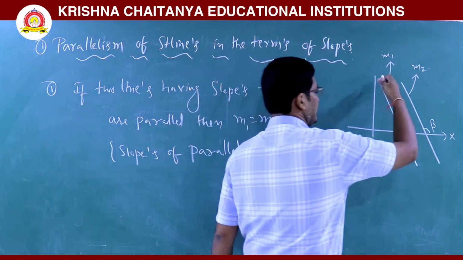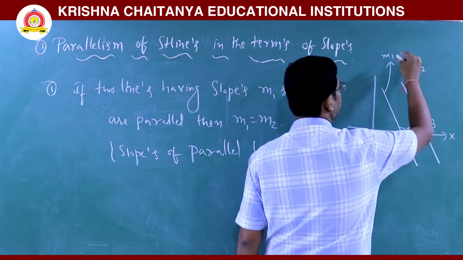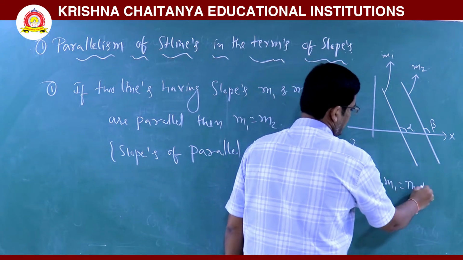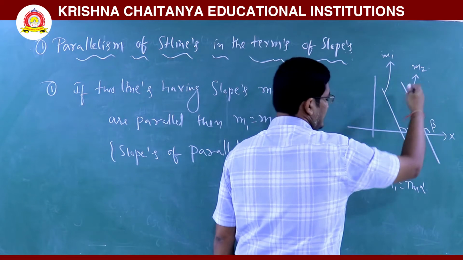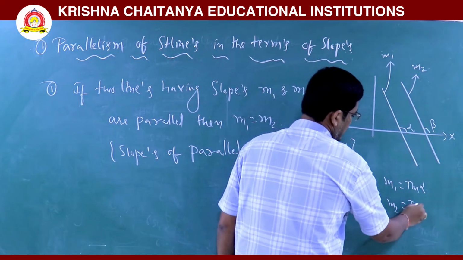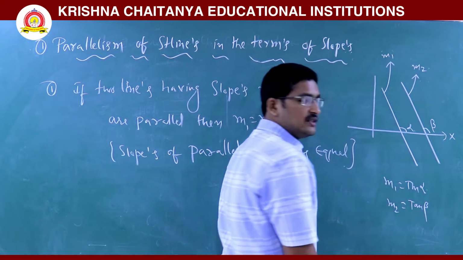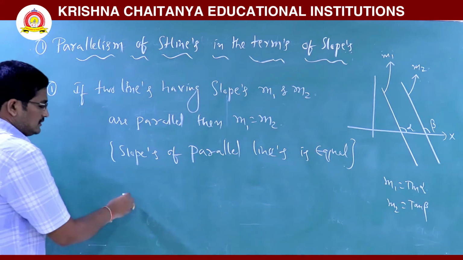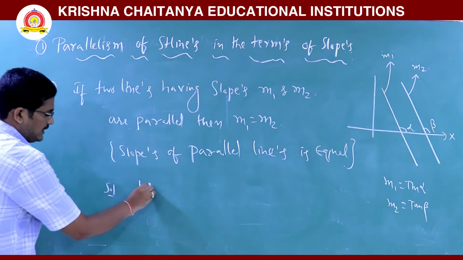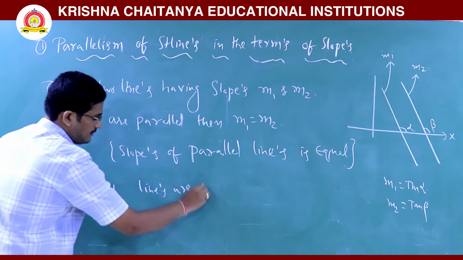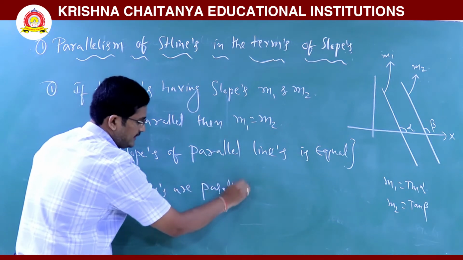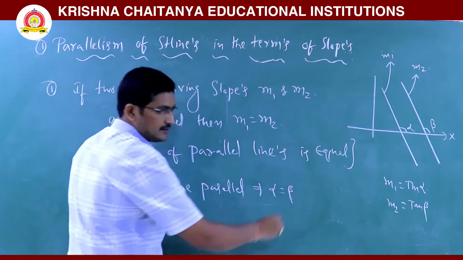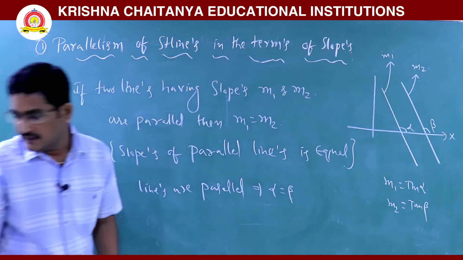So it is a line having inclination alpha. So the slope of this line, m1, is equal to tan alpha. The slope of the other line is m2, so m2 is tan beta. m1 is equal to tan alpha, m2 is equal to tan beta. Here the lines are parallel. Lines are parallel means inclinations are the same. This implies alpha is equal to beta.